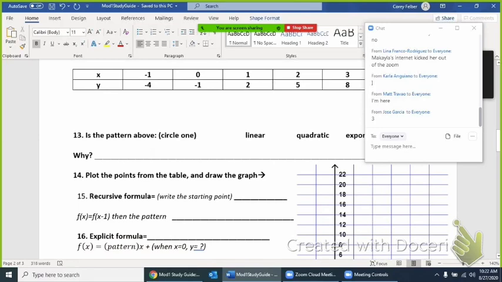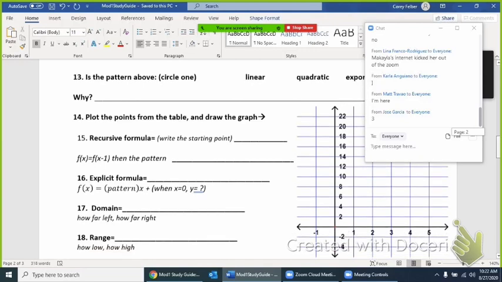Then 14, again, you just plot all these points. Left 1, down 4. Over 0, down 1. Right 1, up 2. Plot all those points. Good, Jose. And connect them with arrows, remember?